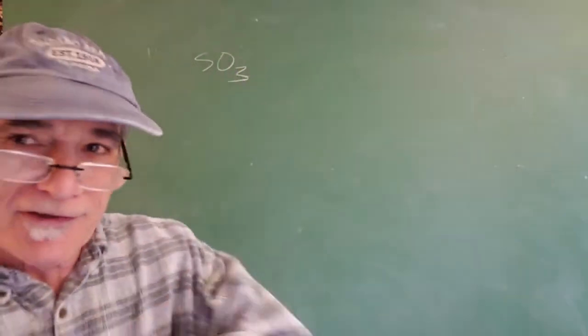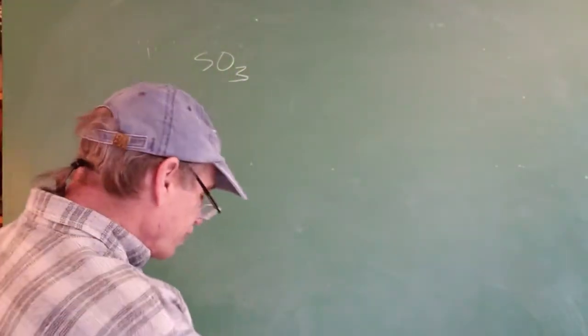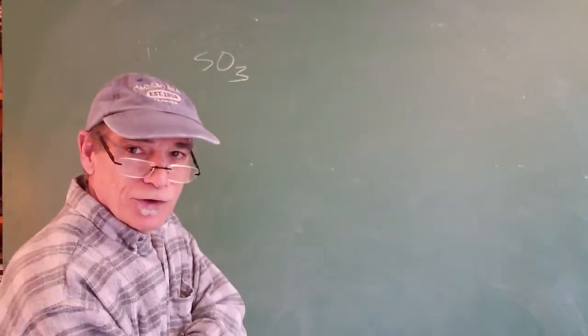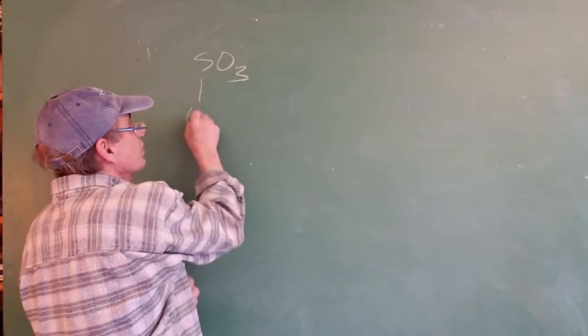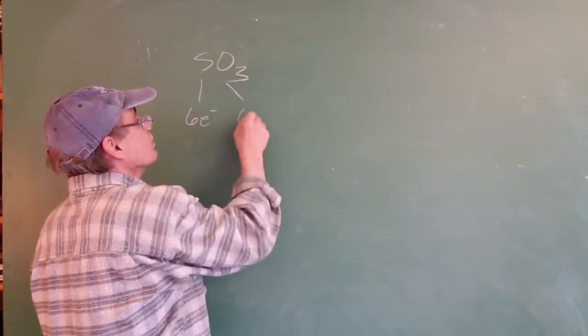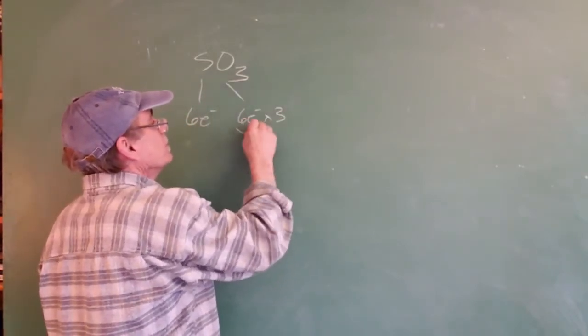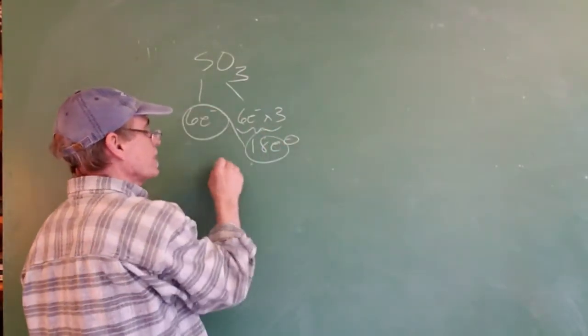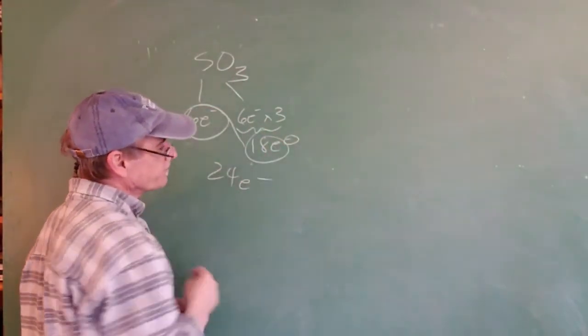All right, this is one that's in the lab today. It's sulfur trioxide, SO3, and it brings up kind of an interesting point. But let's follow our rules for drawing the Lewis structure. The sulfur's in group 6. The oxygen's in group 6, but there's 3 of them. So let's see, that's a total of 18 and 6, 24 electrons that have to be in this picture.